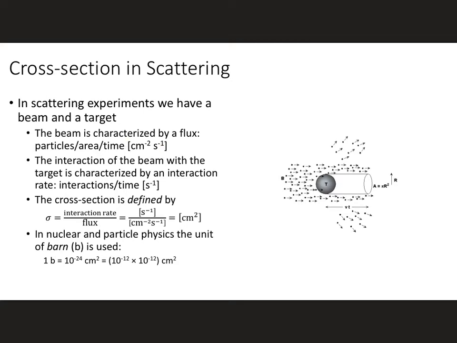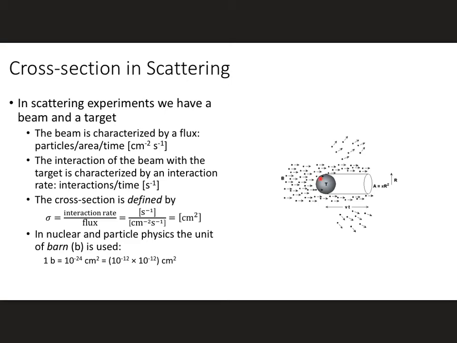The interaction of the beam with the target is characterized by how many interactions happen per second. So how many of these particles hit per second, or some amount of time, but seconds can be used. And then the most important thing to remember, and you should remember this for the rest of your life, what does the cross-section mean? It's the interaction rate divided by the flux. So if you look at the units of that, it's the interaction rate in inverse seconds, and the flux in per centimeter squared per second. The seconds cancel, and the centimeter comes up on the top, and you have something of units area.